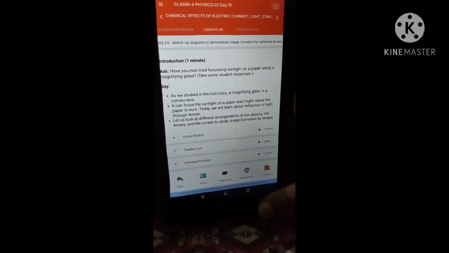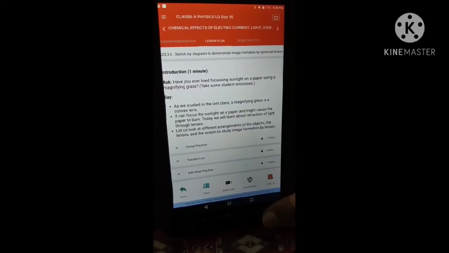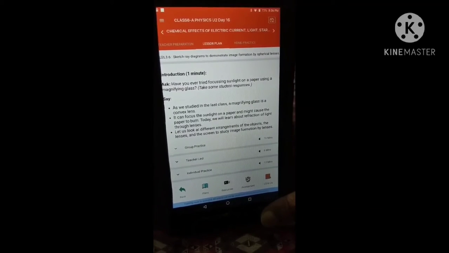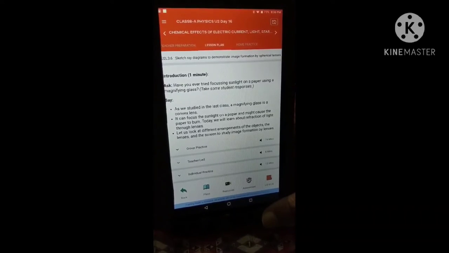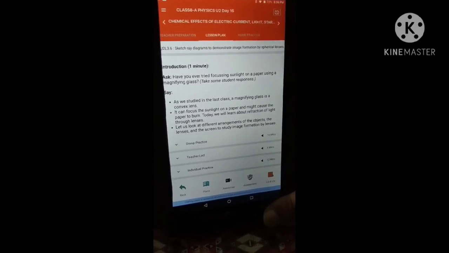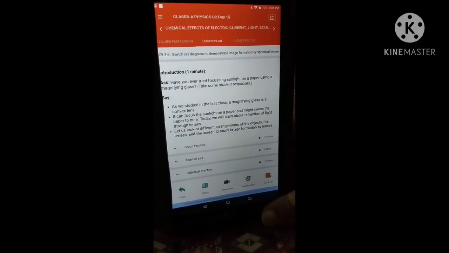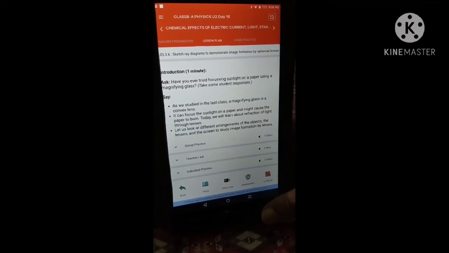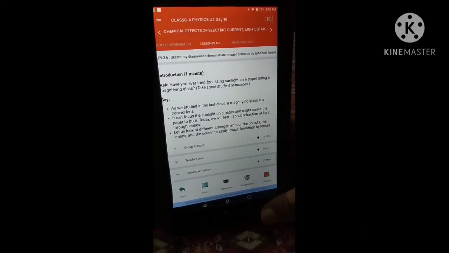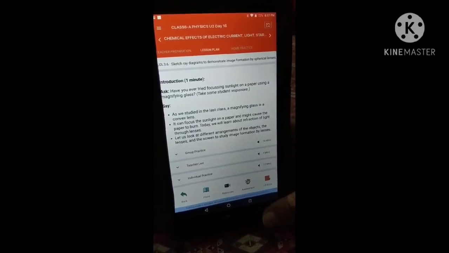Students, have you ever tried focusing sunlight on a paper using magnifying glass? So, as we studied in the last class, a magnifying glass is a convex lens. It can focus the sunlight on paper and might cause the paper to burn. Now we will learn about refraction of light through lenses. Let us look at different arrangements of the objects, the lenses, and the screen to study the image formation by lenses.